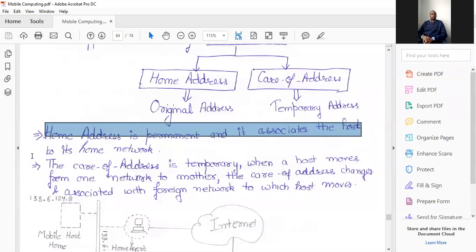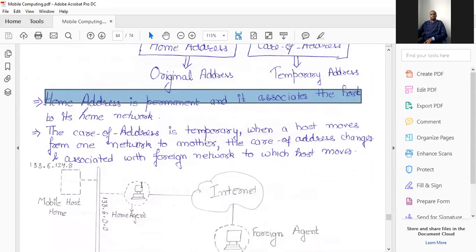So for instance, Safaricom as a telecommunications company, they are going to have their repeaters, or what we call their boosters. And therefore, all the devices that manage communication within their territories, they are recognized by what we call a home address. So a home address is permanent. It never changes. And therefore, it associates the host to its home network.